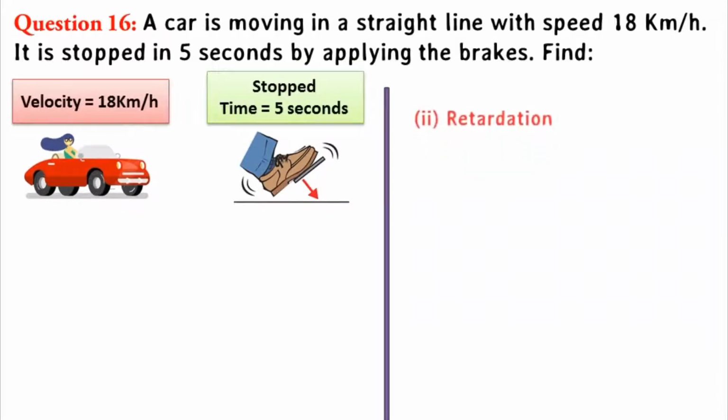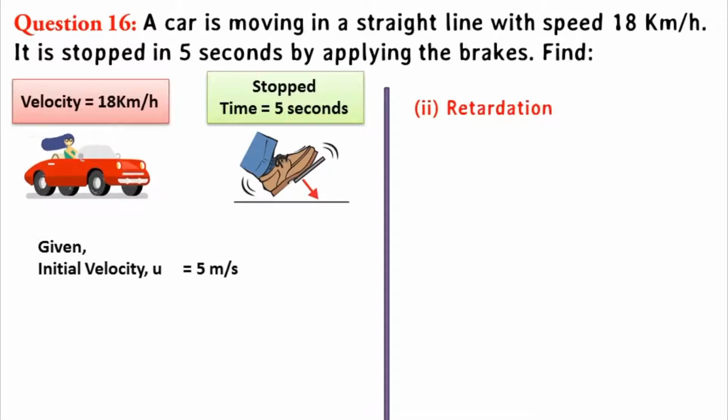Let us write down the values that are given in the question. Initial velocity u is equal to 5 meter per second. We write in SI unit meter per second because time is given in seconds. Final velocity is equal to 0 meter per second because in the question it is given as stopped in 5 seconds. When it stops, its velocity becomes 0 and time is given as 5 seconds.